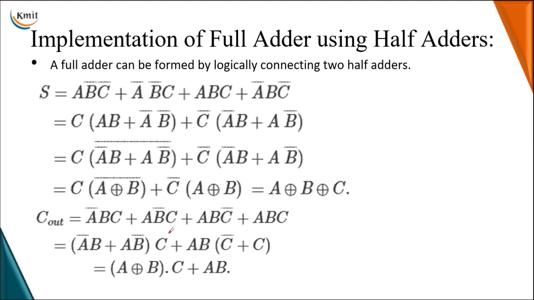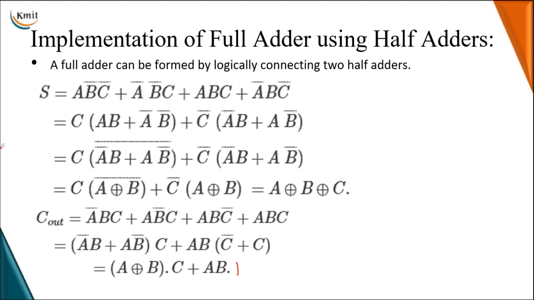Now let me take C as common from the first two terms. Then we have A bar B plus A B bar, and from this, if I take AB common, then it will be C bar OR C. As C bar OR C is equal to 1, if I replace that with 1, then the final output expression is A exclusive OR of B, AND C, plus AB, which is the other form of Cout.